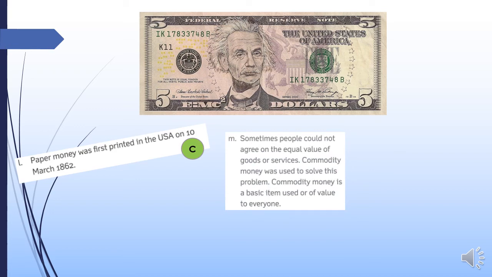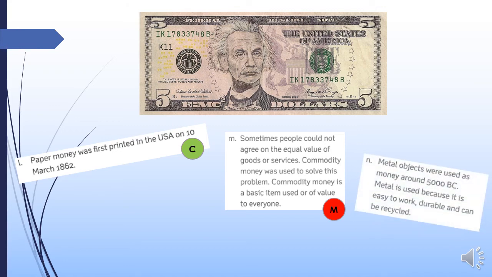Sometimes people could not agree on the equal value of goods and services. So commodity money was used to solve this problem. Commodity money is a basic item of value to everyone. So they agreed that the value of a bag of rice is this much, or the value of, let's say, a kilo of oranges is this much. This is equal to hard cash. This is the history of money.